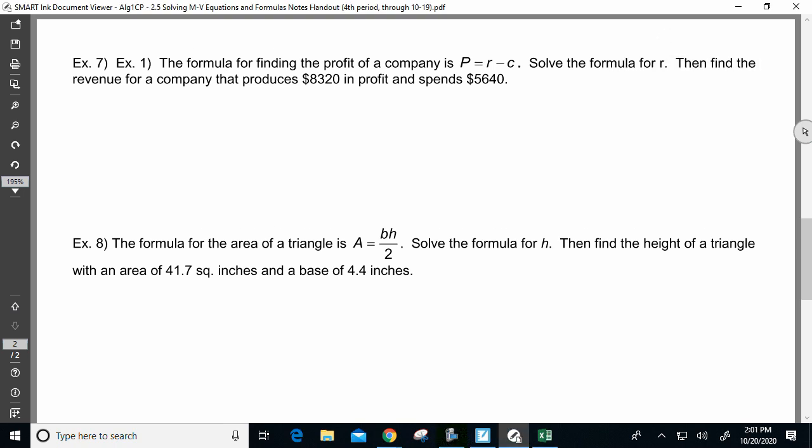Let's do this in word problem format. Example 7. I don't know why example 1 is there. The formula for finding the profit of a company is P equals R minus C. Solve the formula for R, then find the revenue for a company that produces $8,320 in profit and spends $5,640. So it's a 2-part problem. One part is telling you to solve for R, and one part is telling you to find the revenue.